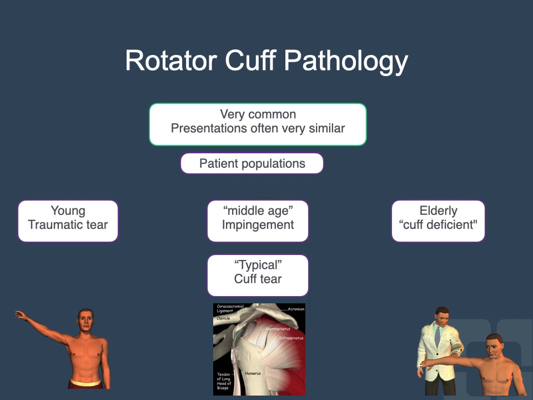Now I'm going to spend a little bit of time talking about rotator cuff pathology. This is very common, and the presentations of subacromial impingement and rotator cuff tears are often very similar. There are three distinct patient populations. There's the middle-aged, which is impingement and the classic rotator cuff tear. There's the young, in whom they have a traumatic tear, and the elderly, who tend to have the larger cuff-deficient shoulders.